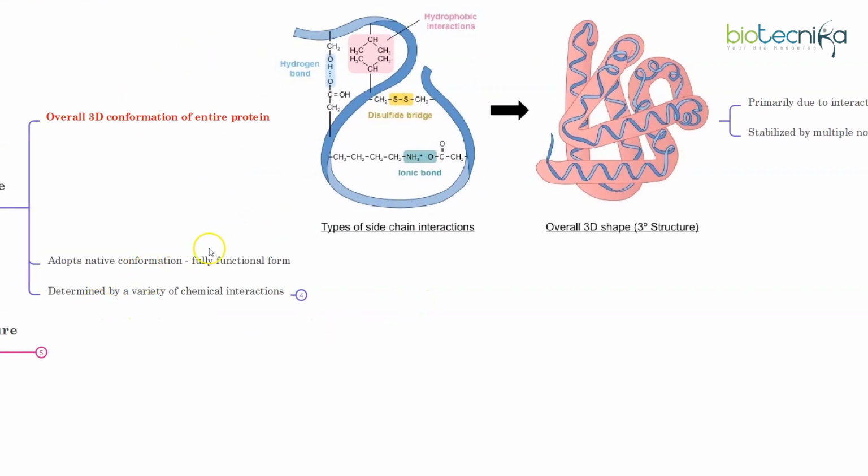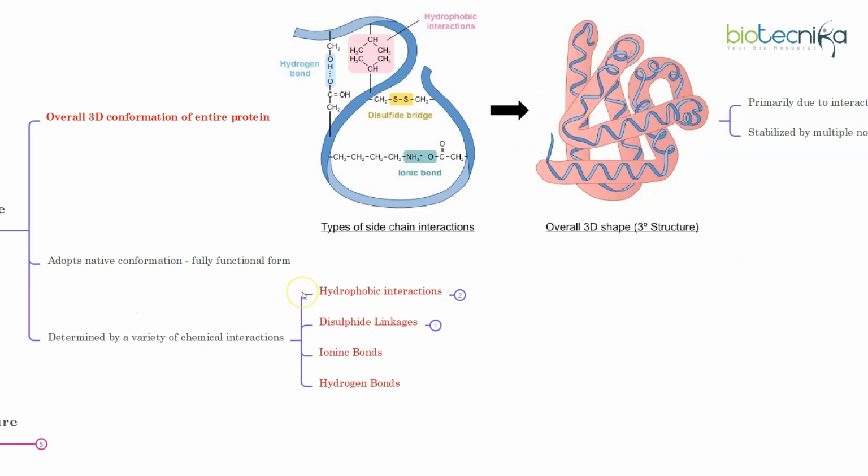They will adopt the native conformation, which is the fully functional form. This form will be fully functional because it will expose the right types of groups on the surface. And this is determined by a variety of chemical interactions. So what interactions are there? One type is hydrophobic interactions.